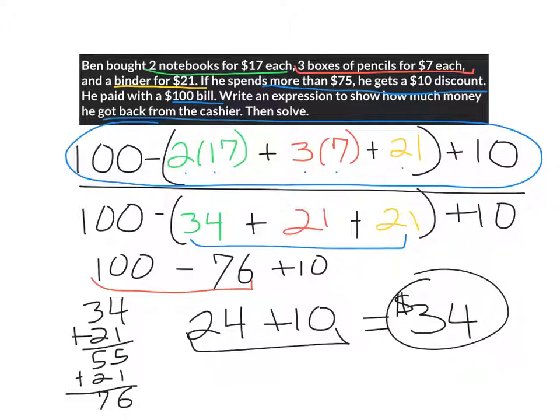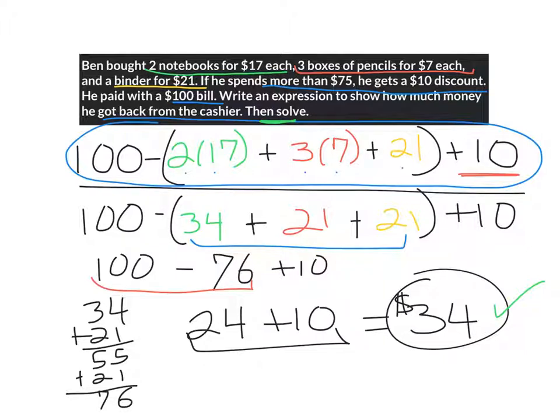The reason we put 100 in the front is because when you give someone a $100 bill, you subtract what you paid from that. So it's 100 minus all those supplies. And the reason we added the plus 10 at the end is because when you get a discount, you're not spending that money. It's almost like you're receiving it back. So the final expression is 100 minus parentheses 2 times 17 plus 3 times 7 plus 21 parentheses plus 10. That would be the final expression. And our answer, because it did say to solve it, is that Ben would receive $34 back from the cashier.